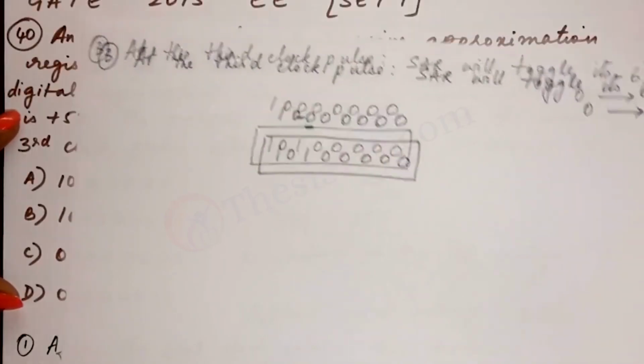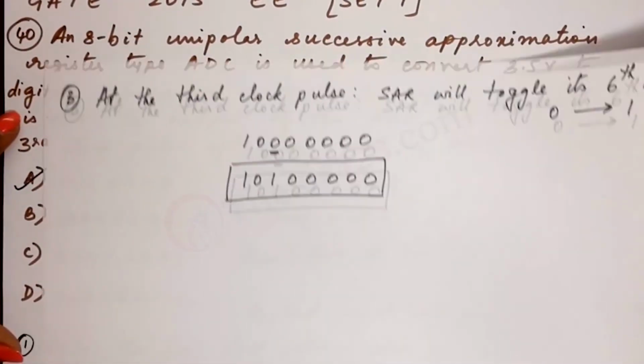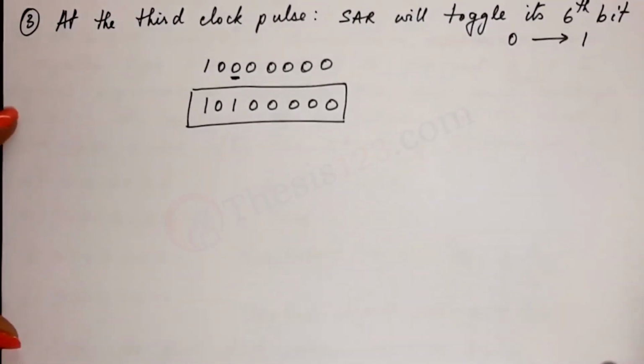So this is the output of the SAR after the third clock pulse. This matches option A. Well, this is the solution and I hope it has helped.